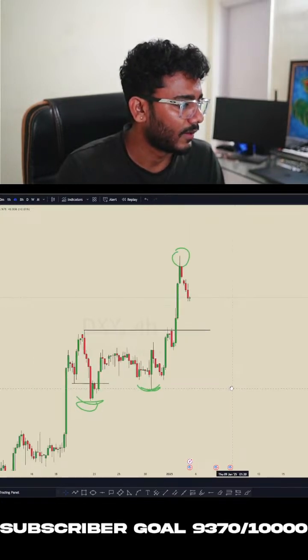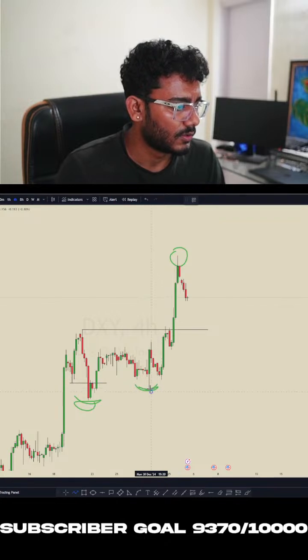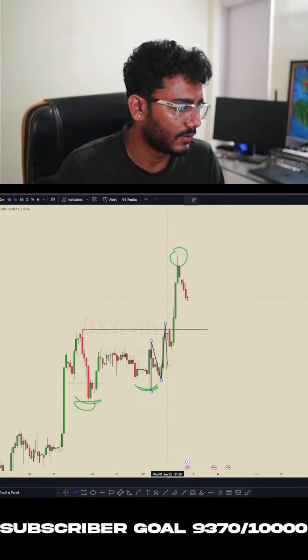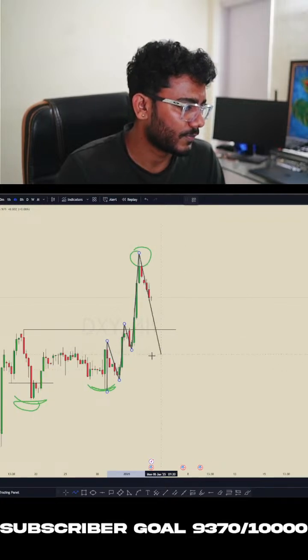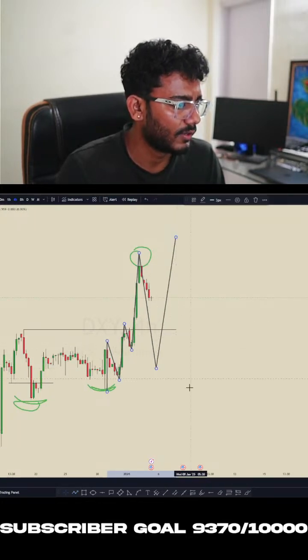Okay, and if we see this move gave us this high, and then again from this low price broke this structure. Okay, this is very important. If we see that, this order block broke this structure, not this one. So I think this is just a liquidity sweep. So price will not respect this order block. It will come down, it will come lower, and then it will react from this order block.